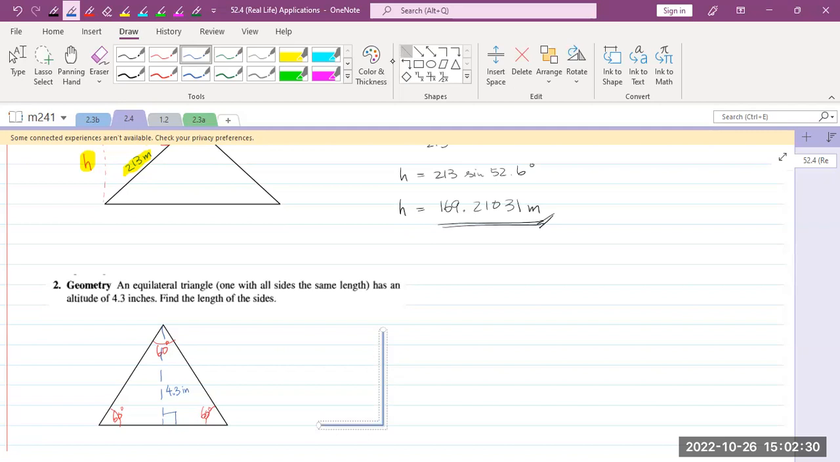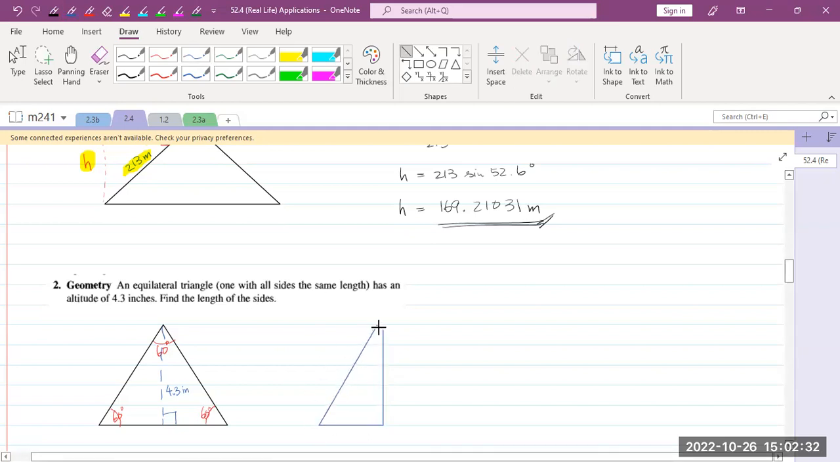Okay. Suppose that's the one on the left-hand side, right? Okay. Now, we know that this is 60 degrees. This is a right angle. This is 4.3 inches. And we need to find the length here. Let's call that the side S. Okay, the side S. Now, what is S?